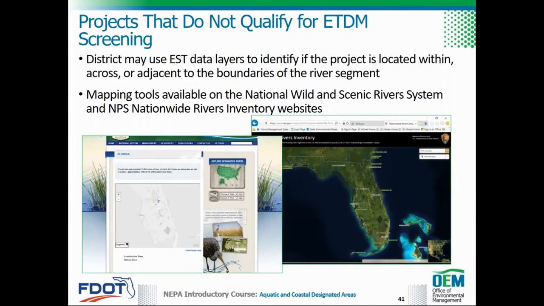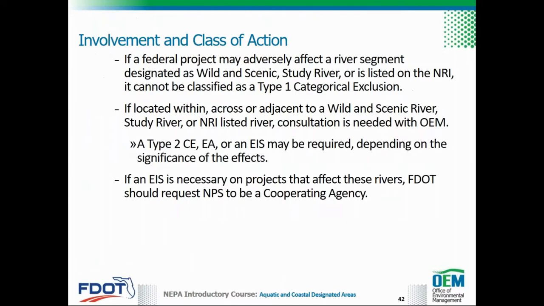For projects that do not qualify for ETDM screening, such as some categorical exclusions, the district may use EST data layers to identify if the project is located within, across, or adjacent to the boundaries of the river segment. Mapping tools are also available on the National Wild and Scenic Rivers System and NPS Nationwide Rivers Inventory websites. A link to these websites can be found on the resources page of the CBT.